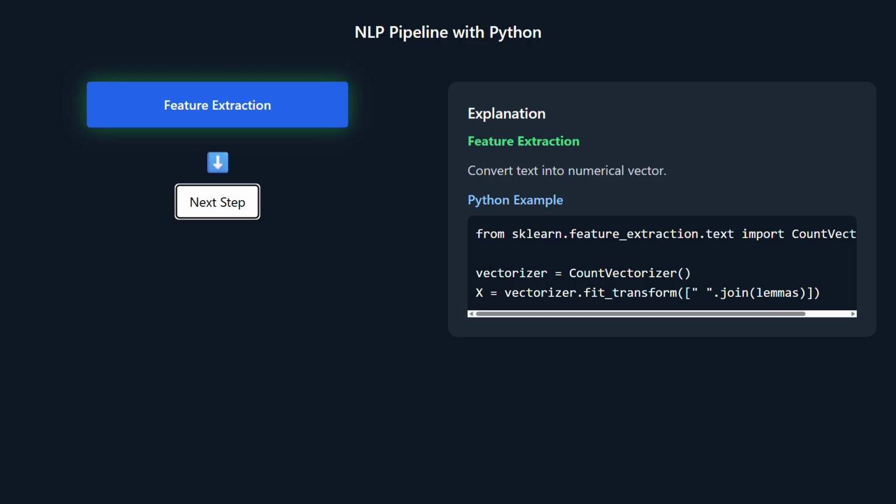Think about online maps. You see a city name, but internally the system stores coordinates. Similarly, NLP converts words into numerical representations. After this conversion, machine learning models can start processing the text. This is where language becomes machine readable.